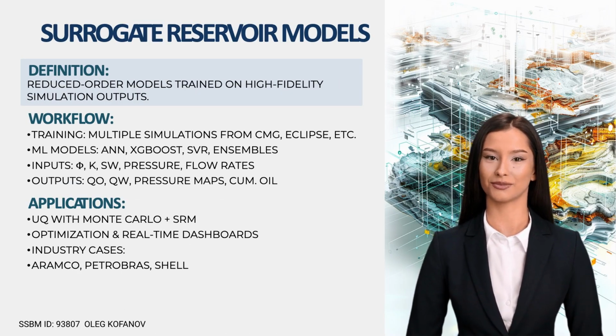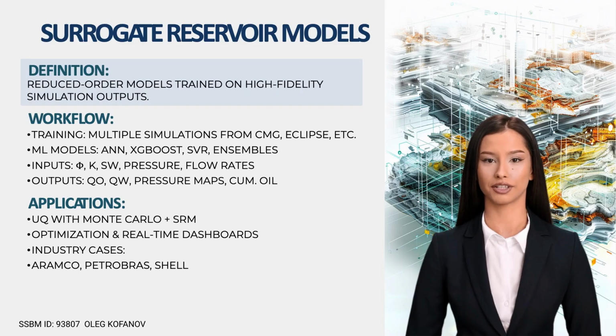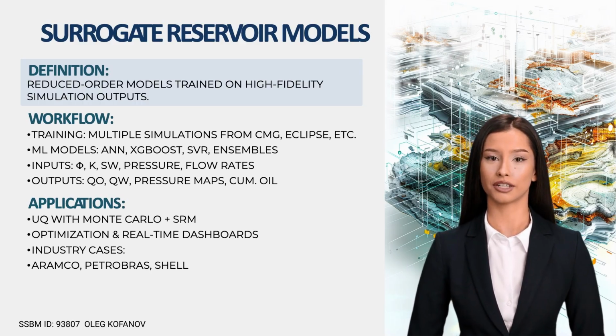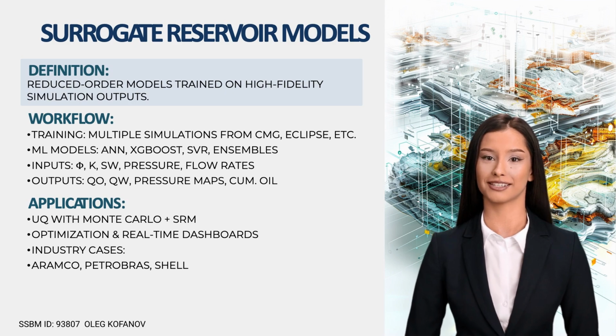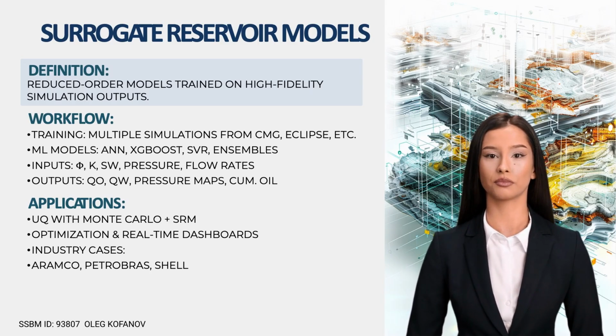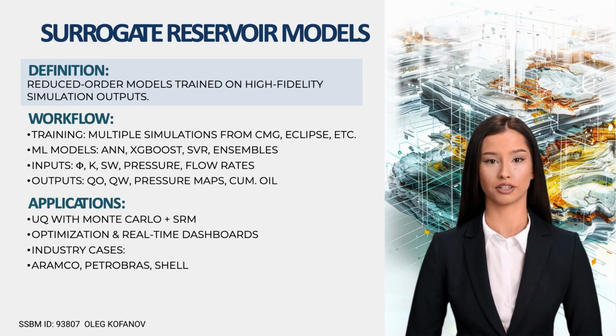Now let's talk about surrogate reservoir models, a powerful AI-driven alternative to traditional simulation. By definition, surrogate models are reduced-order models trained on high-fidelity simulation outputs. These models dramatically reduce computational cost while preserving predictive accuracy. The typical workflow begins with running multiple simulations using engines like CMG or Eclipse. Machine learning models such as artificial neural networks, XGBoost, support vector regression, and ensembles are trained on the simulation results. Key input features include porosity, permeability, water saturation, pressure, and flow rates, while outputs typically include oil and water production, pressure maps, and cumulative oil.